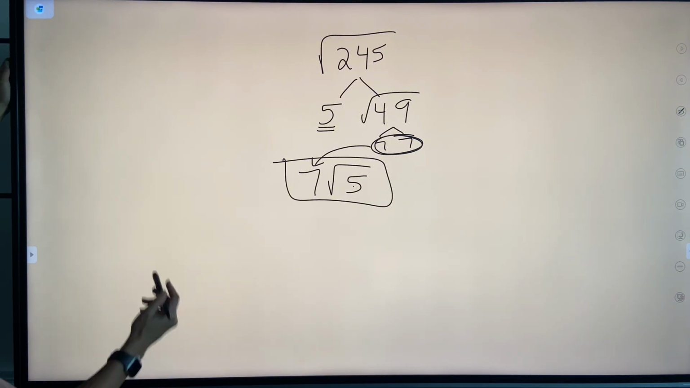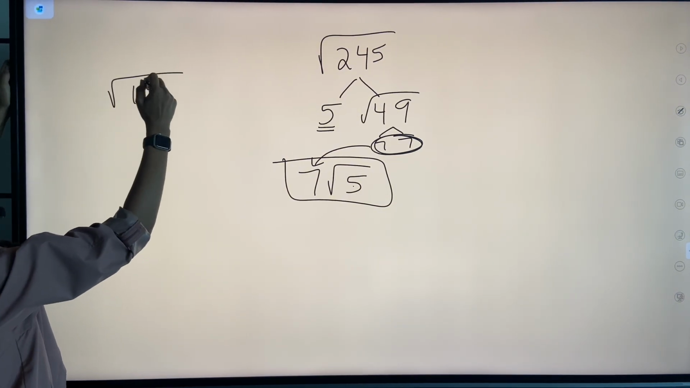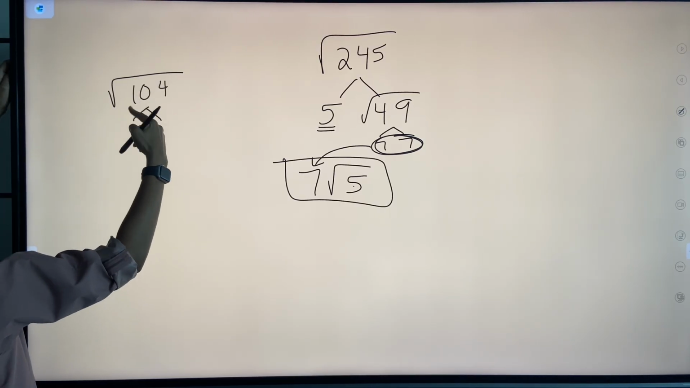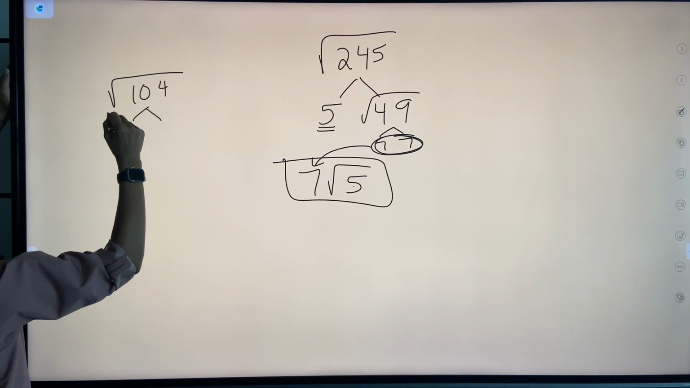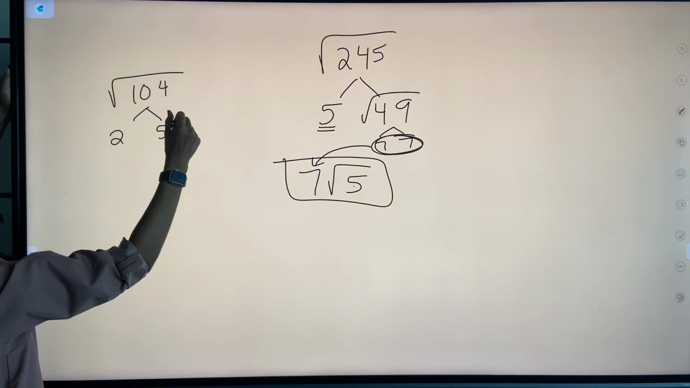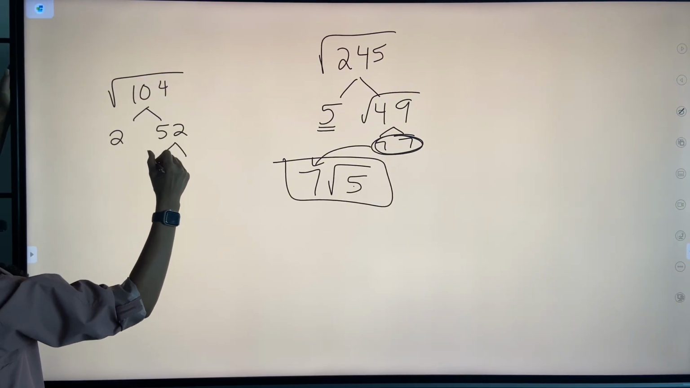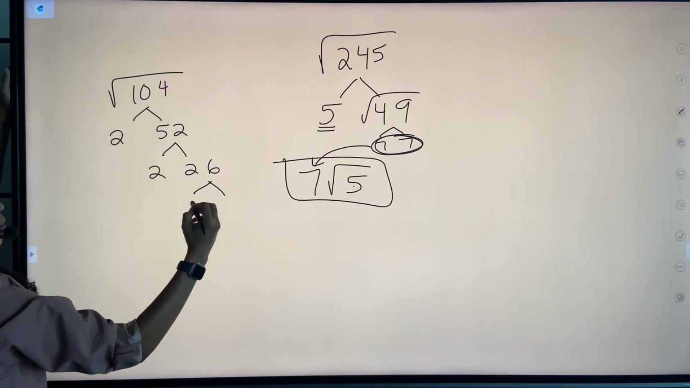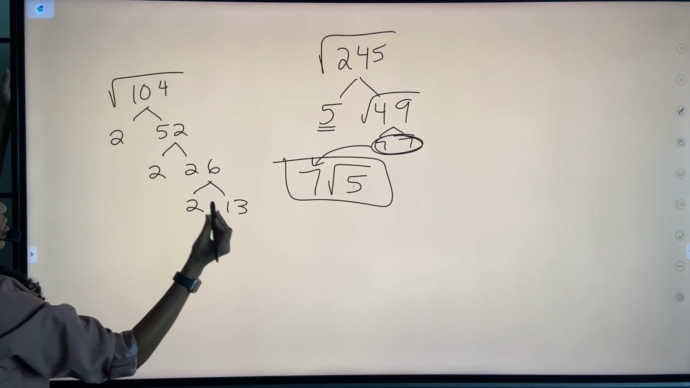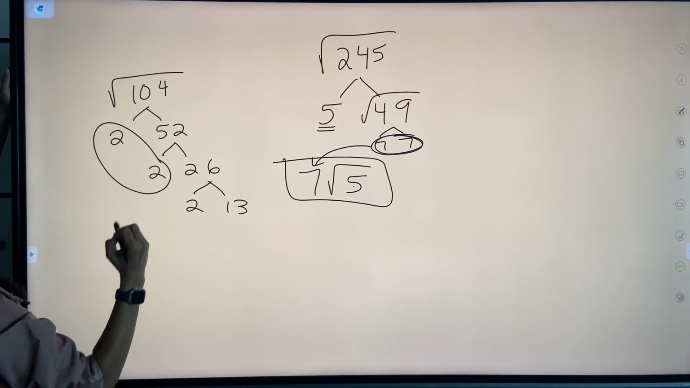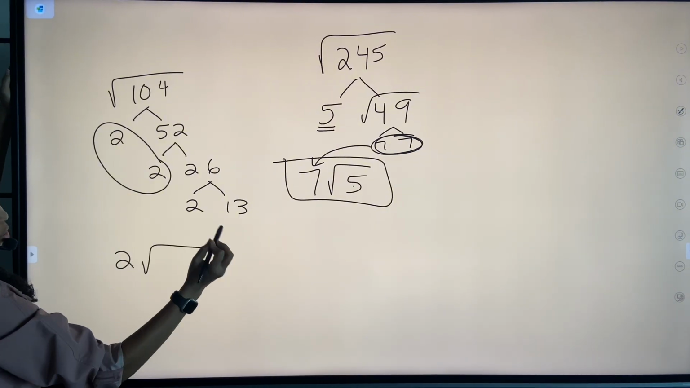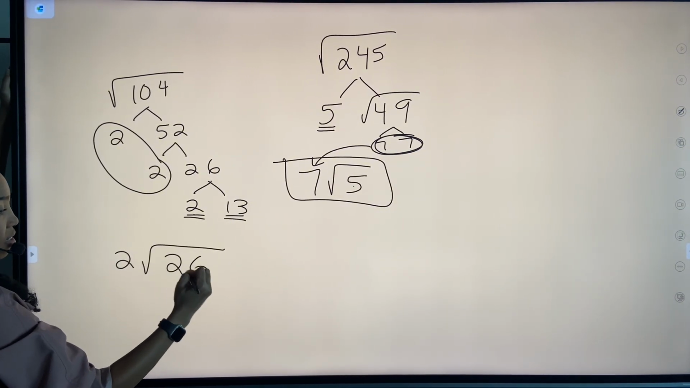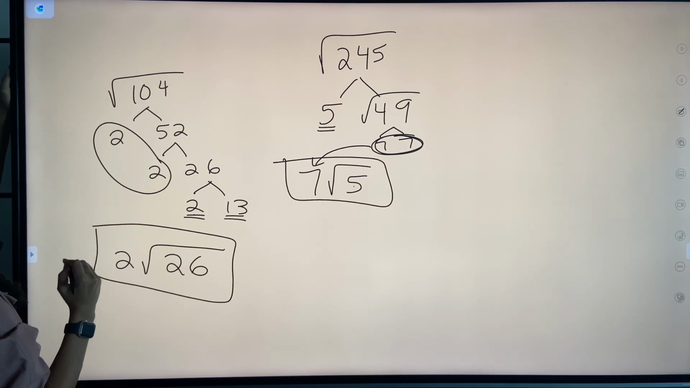I'm just going to make one up. Let's do 104. What are 2 numbers that multiply to 104? 2 and 52. And let's break down the 52. 2 and what? 26. And then 2 and what? 13 and 2. Okay, so guys, here's a pair of 2's that goes outside. This does not have a pair. So 2 times 13, that's 26. So this would be your answer.